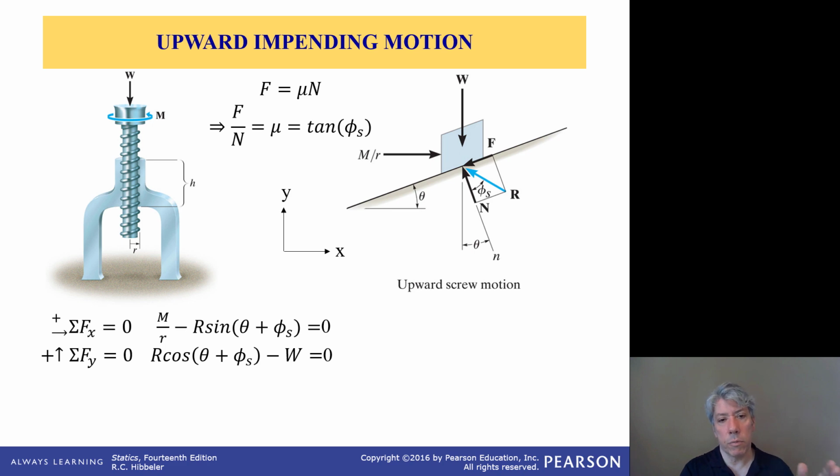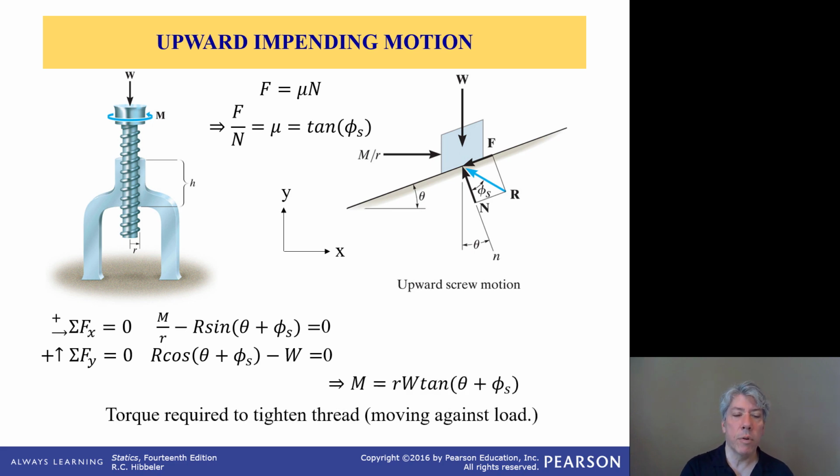Now you can rearrange the equations a little bit, divide one by the other, and what will happen is the resultant will cancel out. Of course, you can combine the sine and cosine function into a tangent function, rearrange a little more, and what you end up with is an equation that allows you to calculate the amount of torque, or the moment, required that must be applied to either the screw or the nut, well, I guess technically to both, in order to make the screw thread move up against the load. So this is the torque required to tighten the thread, or to move against the load.